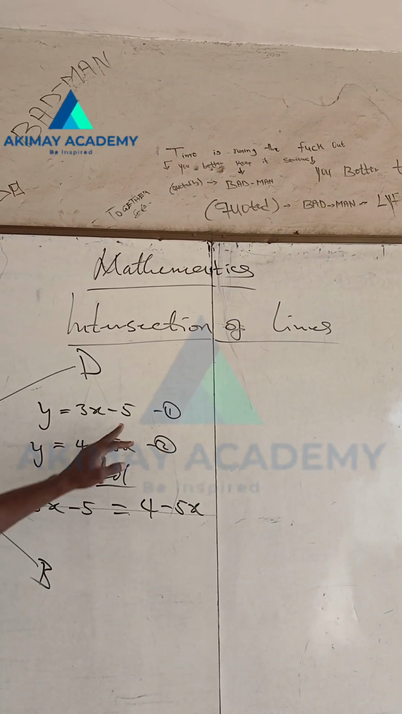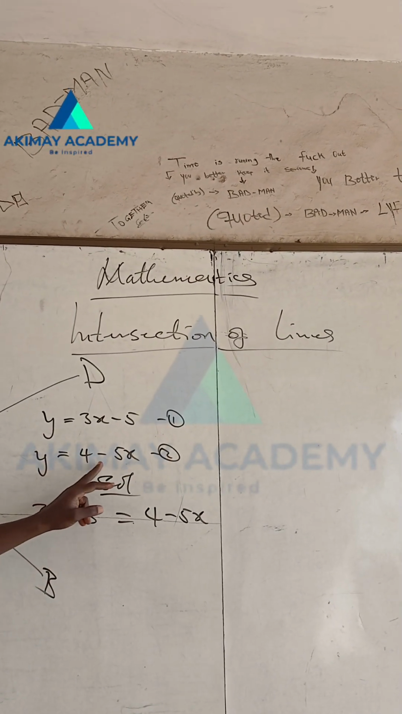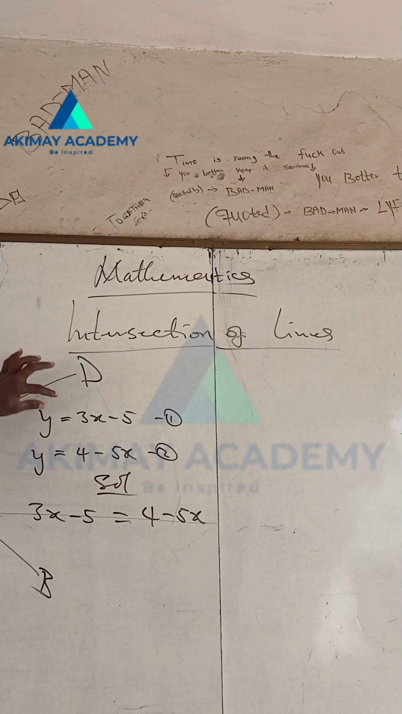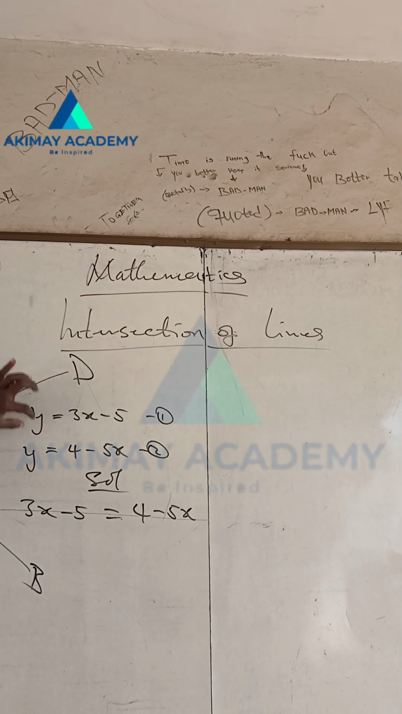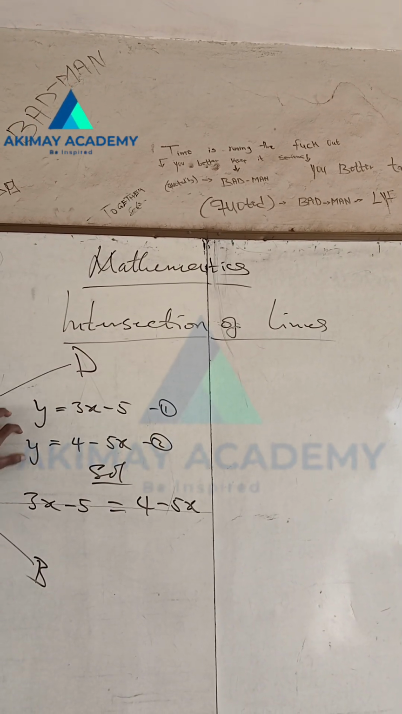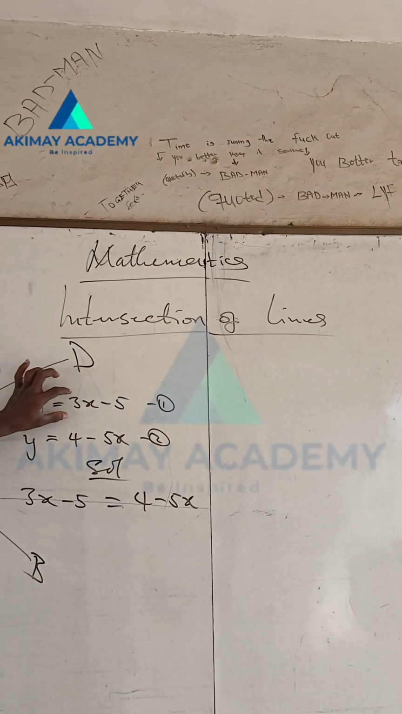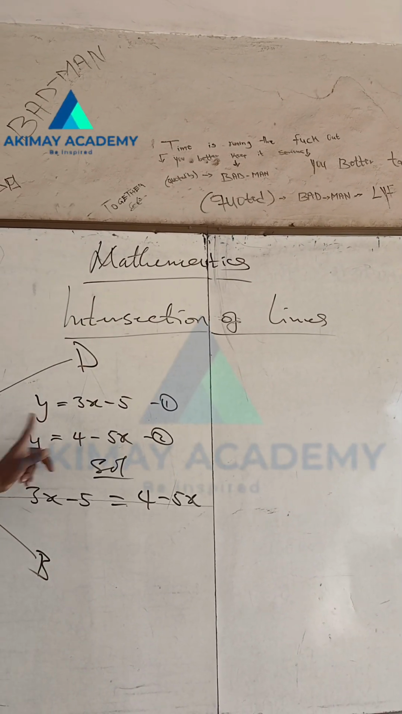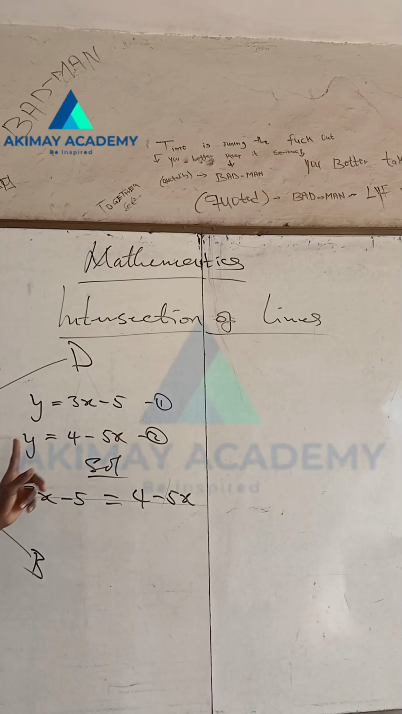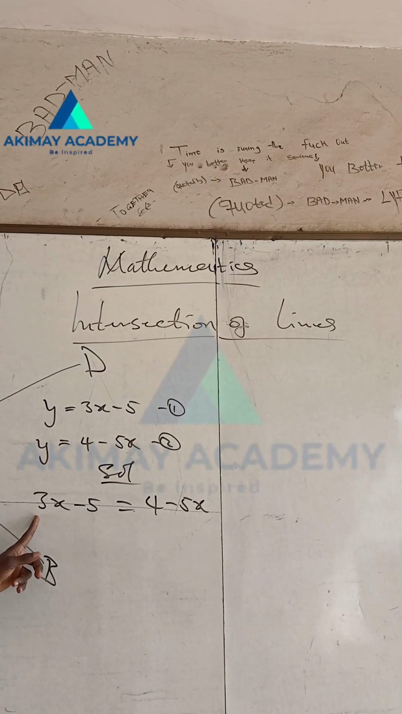So we are doing substitution. y is equal to 3x minus 5. y is equal to 4 minus 5x. So what we do is that this is y, this is y. So we are putting equation 1 inside equation 2. So we take this value, in place of this one, we can put this value inside here. And that's what we are doing.